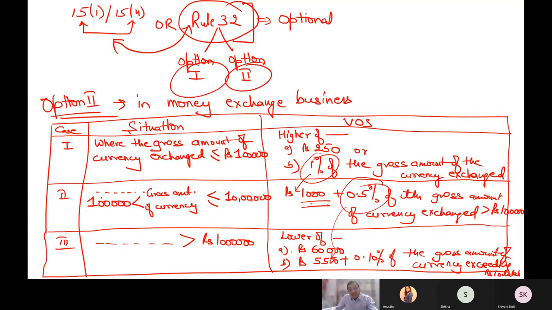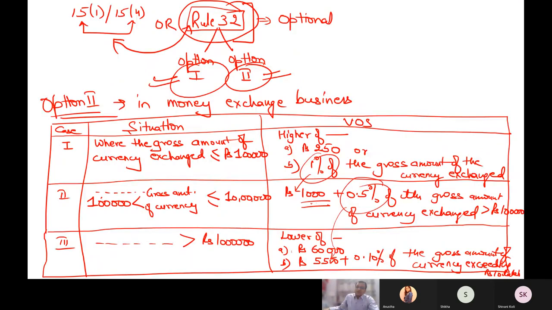So now within exchange business, there are two options. Out of those two, which one is better? You can decide. That will be the rule 32 value. Compare that better with another better if you have, and then take the best decision. So the government is giving you two options indirectly. First, within the options, take the best value. Then compare that best value of rule 32 with the sectional values of 15.1 or 15.4, and then you decide whichever is better.